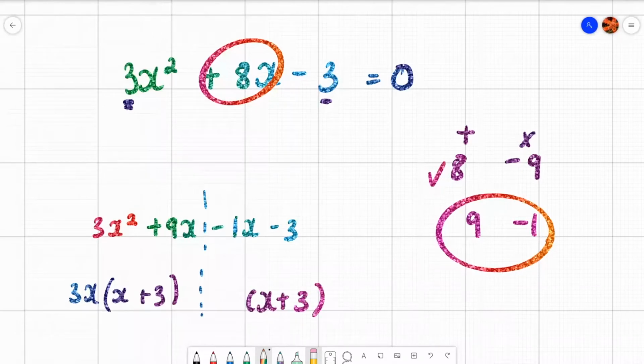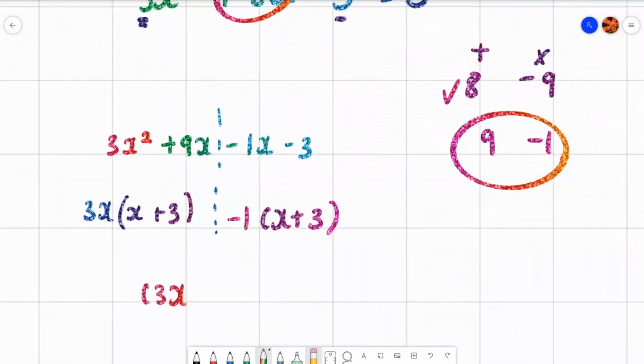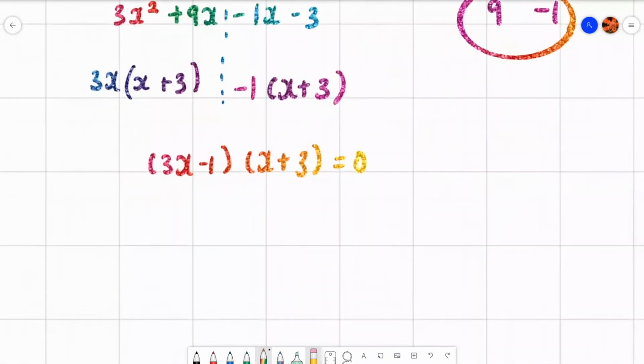And then what do I need to put at the front? So when I times this out, I get minus 1x minus 3. At the moment, I've just got x plus 3. So I'm going to times it by minus 1. And then you put the numbers on the outside together. So it's 3x minus 1 and x plus 3 equals 0. Remember, it's always equal to 0 when you are solving. Now it's 3x minus 1 equals 0 or x plus 3 equals 0.